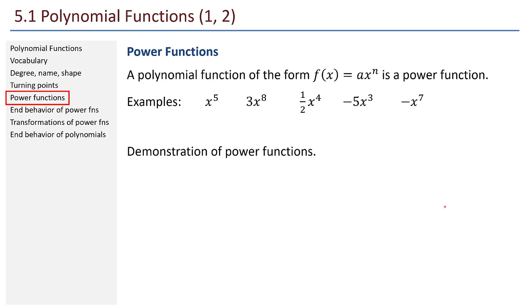Let's talk about power functions. Power functions are like the simplest kind of polynomial. A power function is just a polynomial that has the form a x to the n. And here are some examples. x to the 5, 3x to the 8, 1/2 x to the 4, negative 5x cubed, negative x to the 7. Let's see a demonstration with some different power functions.